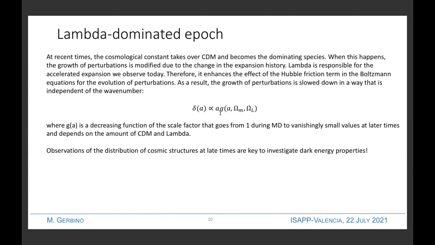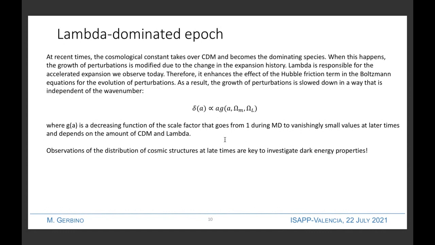This G function, this growth function, is a decreasing function of the scale factor that goes from 1, of course, during matter domination, because we have to recover the evolution that we have worked out in the case of matter domination, and is vanishingly small as we approach later times or current times.